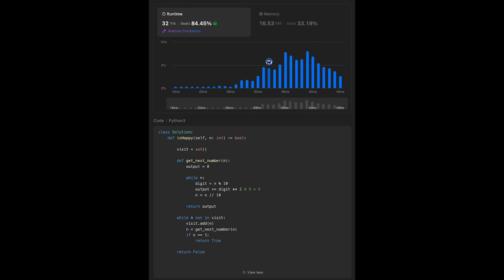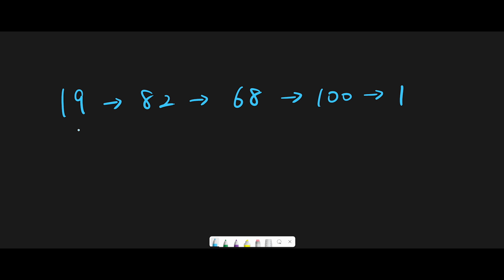Yeah, so let me explain the second solution. Okay, solution 2 is based on almost the same idea as solution 1. The question is, how can we quickly find the number 1? My answer is to use two pointers. So let's think about the input being 19. The next numbers are 82, 68, 100, and 1.